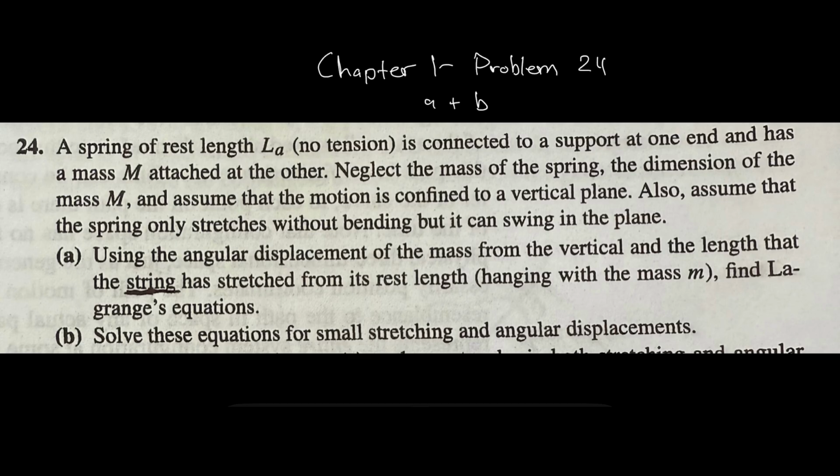So for that one, it says a spring of rest length L sub A with no tension is connected to a support at one end and has a mass, big M, attached at the other. Neglect the mass of the spring, the dimension of the mass M, and assume that the motion is confined to a vertical plane. Also assume that the spring only stretches without bending, but it can swing in the plane. So essentially, we just have a pendulum. We have a spring pendulum.